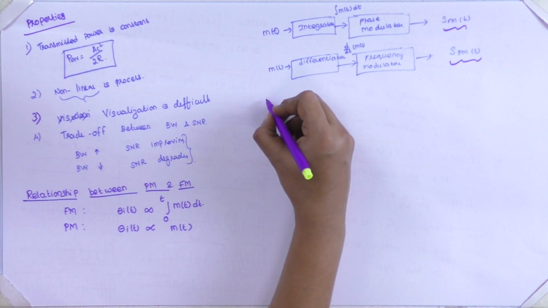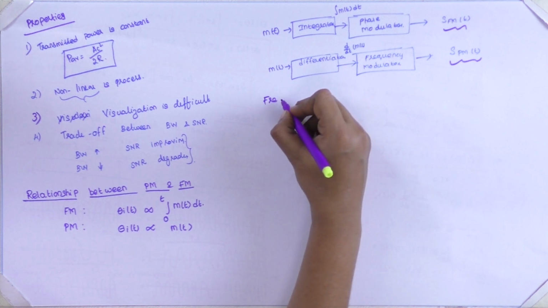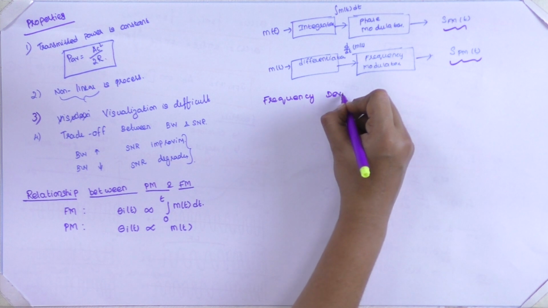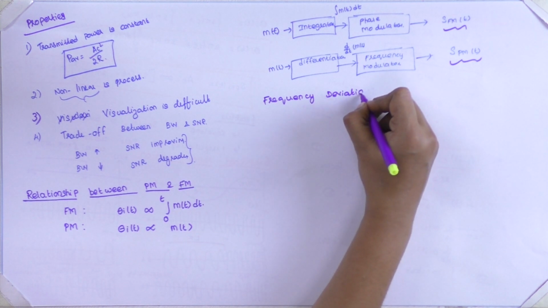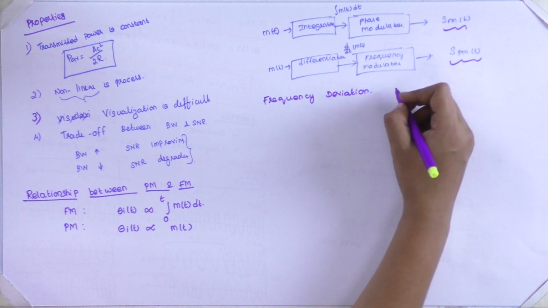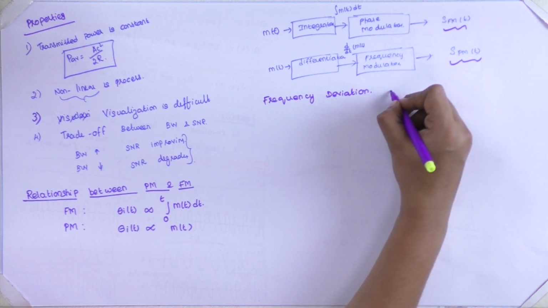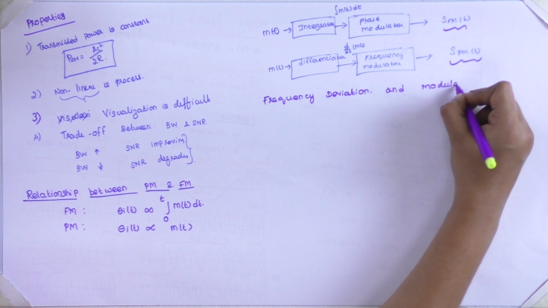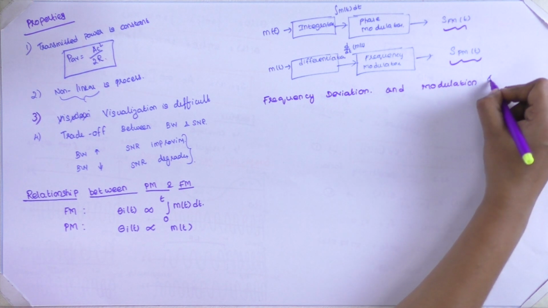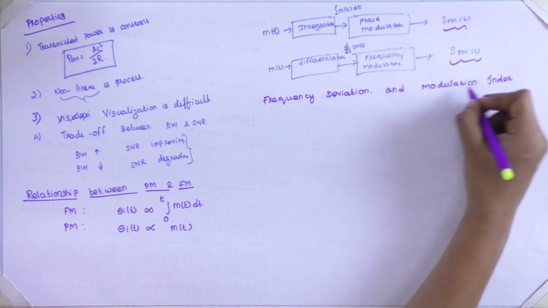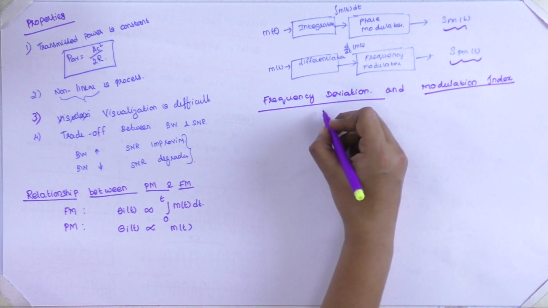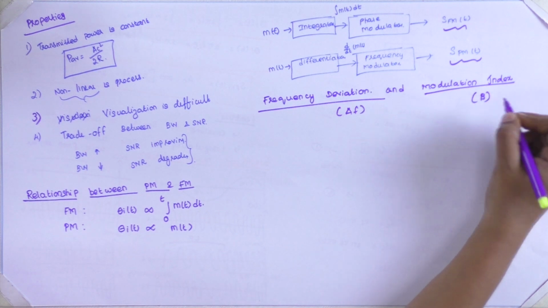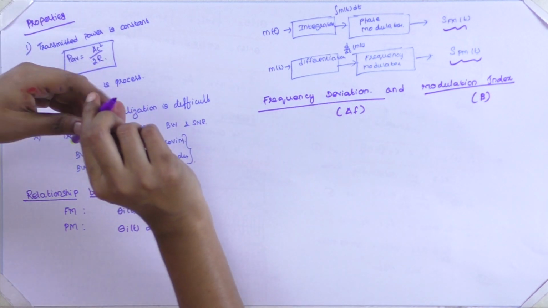Next we will move on to frequency deviation and modulation index. How far the carrier frequency is deviating from the unmodulated carrier frequency, and the most important term is modulation index. Frequency deviation is referred to in terms of delta f, and modulation index is referred to in terms of beta.